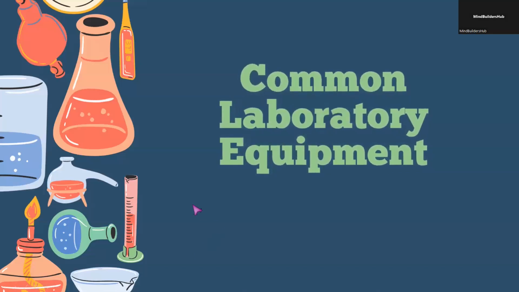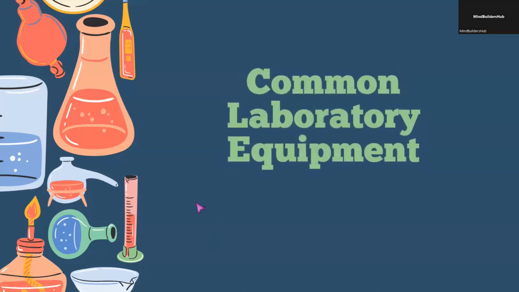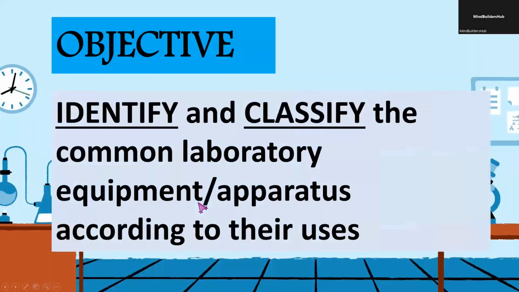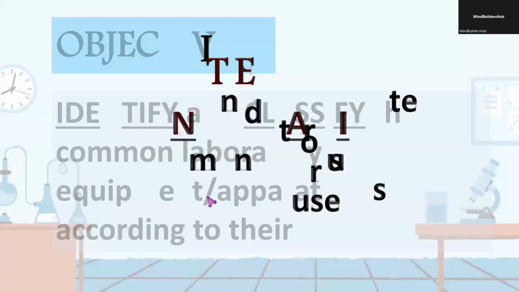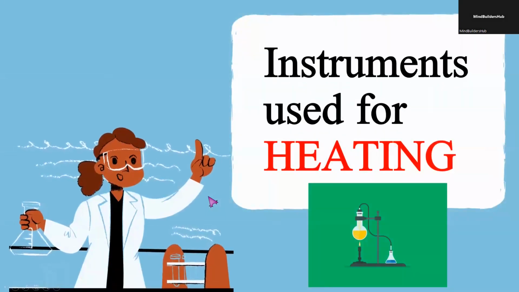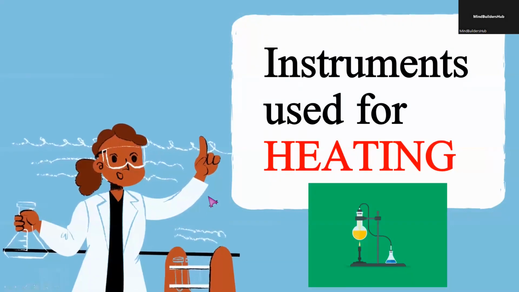So let us now begin the discussion of the common laboratory equipment or apparatus. In this case, we just need to identify and classify those common laboratory equipment or apparatus according to their use. So let's start with the instruments used for heating. You have to be familiar with this.